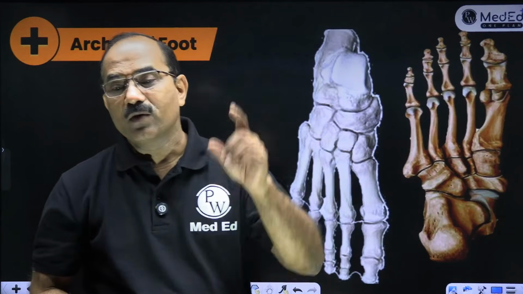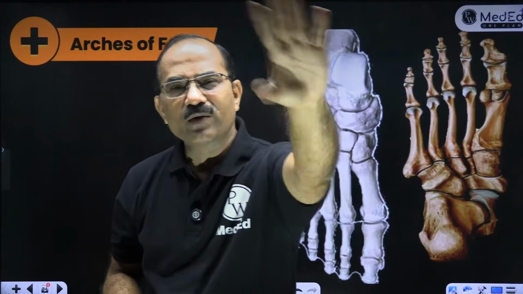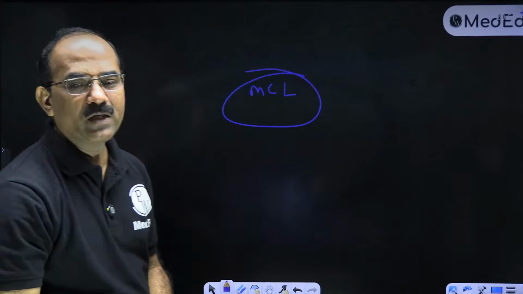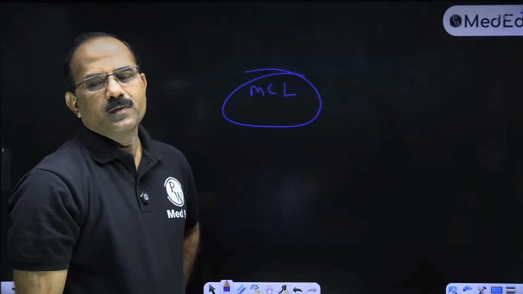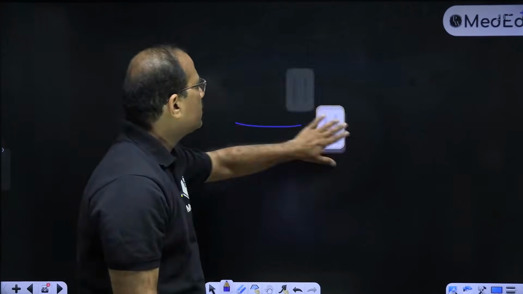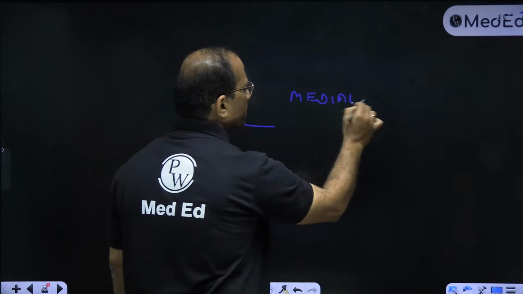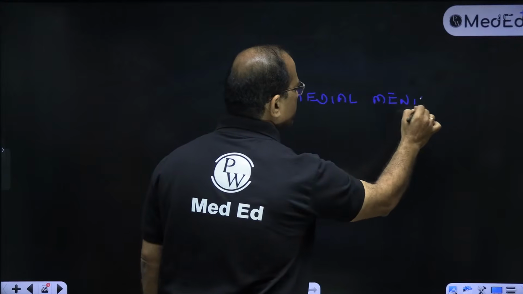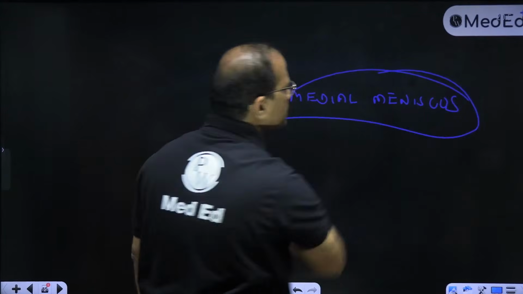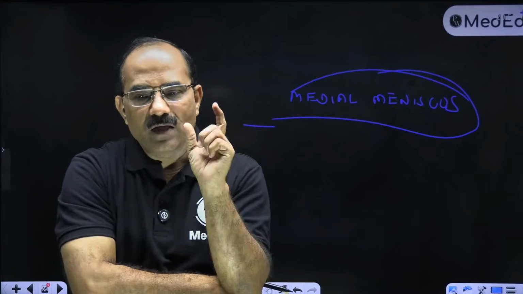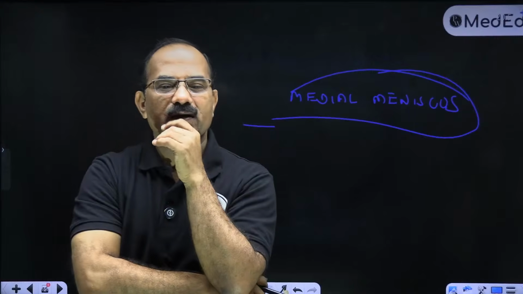Why is medial collateral ligament more prone to injury? Can anyone say this? Why is medial collateral ligament... no, not medial collateral ligament, medial meniscus is more prone to injury. Medial meniscus. Children, answer this. Medial meniscus is more prone to injury. Why? This comes as an explain-why question.